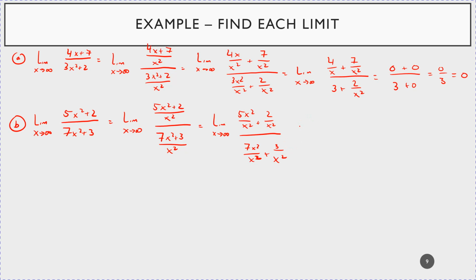And look, you can see what's happening here, right? X squareds are going to cancel. So this is the limit as x goes to infinity of 5 plus 2 over x squared. X squareds are going to cancel here. So this becomes 7 plus 3 over x squared. And look, these two go to 0, right? So this is 5 plus 0 over 7 plus 0. So this limit is 5/7. That's it.